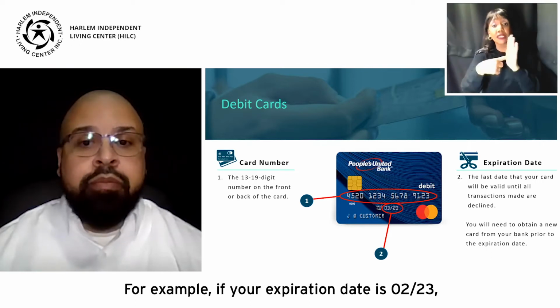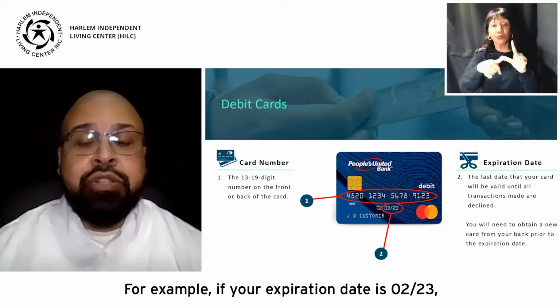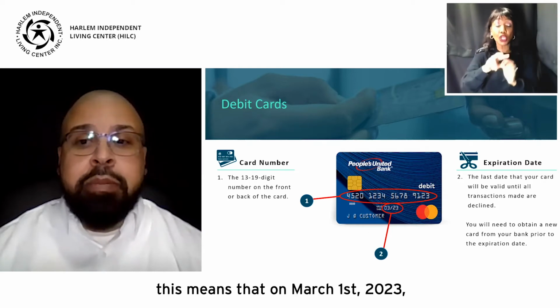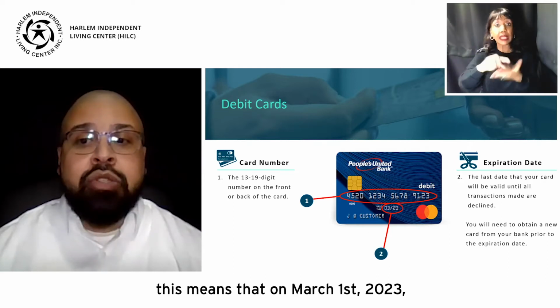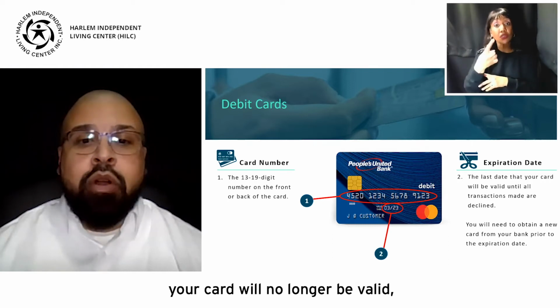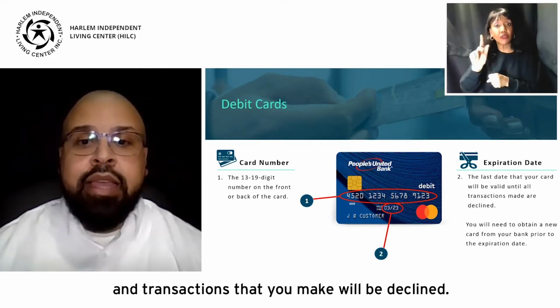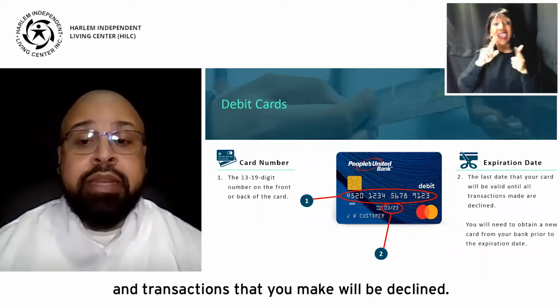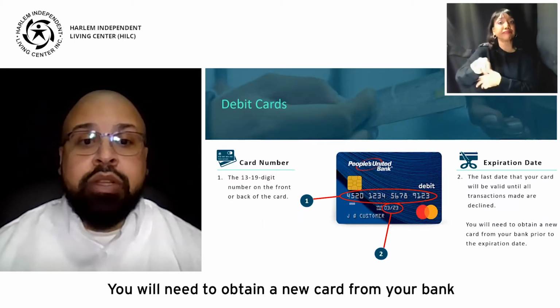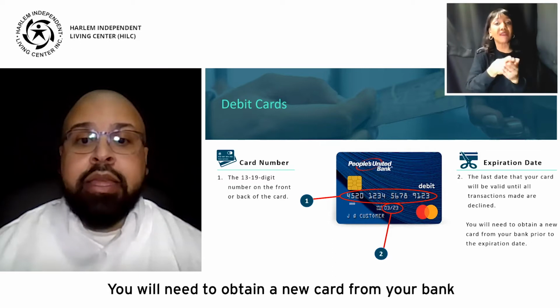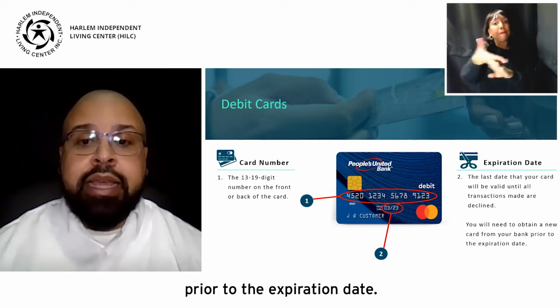For example, if your expiration date is 2/23, this means that on March 1st, 2023, your card will no longer be valid and transactions that you make will be declined. You will need to obtain a new card from your bank prior to the expiration date.